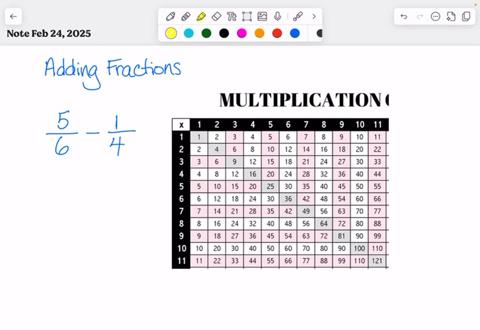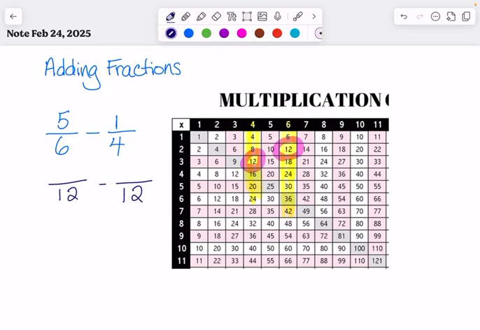So we go to the 6 column, for instance, and take a look at all the multiples of 6. And we can go to the 4 column and look at all the multiples of 4. And we're looking for the first one that matches in both. So if you look down, you can see that it's 12 in both of them. So our common denominator is 12. So I'm going to write this over 12 minus over 12.